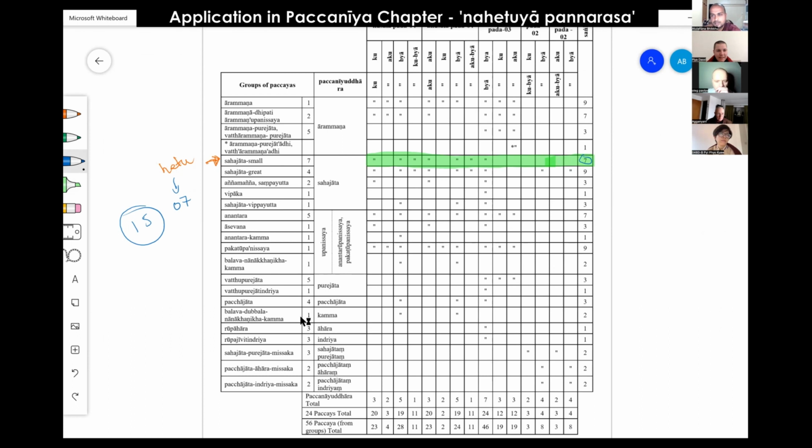So nahetyā pannarasa means the combinations, the relationships which are not applicable for hetu, right? Am I clear? Yes. Okay, good. So from this 15, we have to deduct these 7 Vissajjanās. Even though we remove this section, the total count does not change. Why? Because it's a part of hetu, only a section of the sahajāta. Do you get that point?